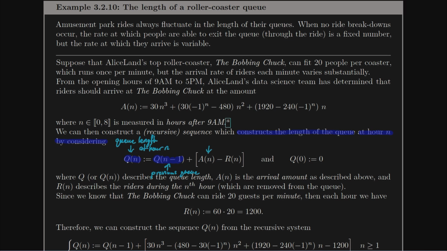And then we're going to add arrivals, and we're going to remove riders that were able to ride. And in particular, where did the queue length start when the park opened? Well, it started at 0. Okay, so let's see if we have enough information to actually construct an initial value problem for sums out of this.